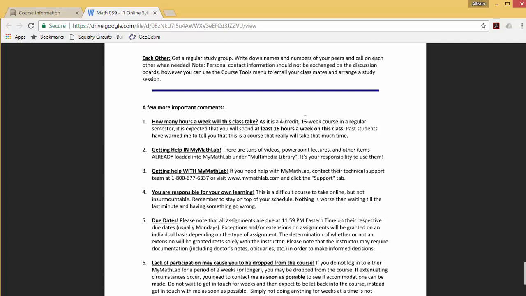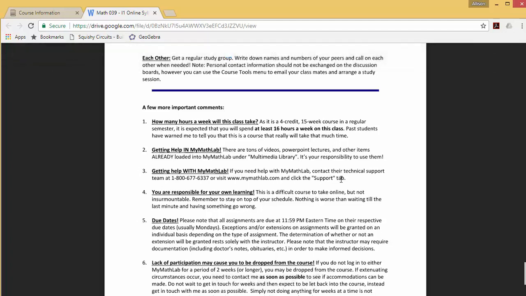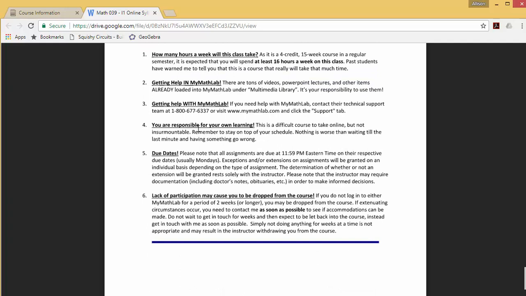This class is a 4-credit, 15-week course, which means it should take you at least 16 hours a week to work on this class. That time is going to be a mixture of watching videos and taking notes, completing homework, completing various different types of assignments. Okay, so all together, it should take you about 16 hours, which is a pretty good time commitment for any 4-credit class. As we've already seen, there are various tools for help in MyMathLab. There's also support help for using MyMathLab if you have any trouble getting access to the website. And I want to really emphasize the fact that it is important for you to take responsibility for your own learning in the same type of your schedule.